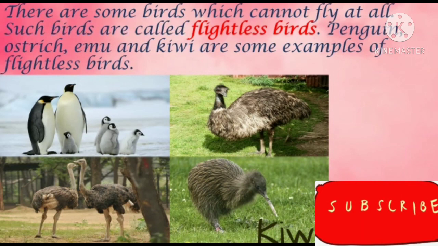So the first image is of a penguin. See their body. Penguin's body is very heavy, so they cannot fly. Second image is of an ostrich, with a long neck. Their body is heavy too. Emu's body is heavy too. So these birds cannot fly. They are called flightless birds.